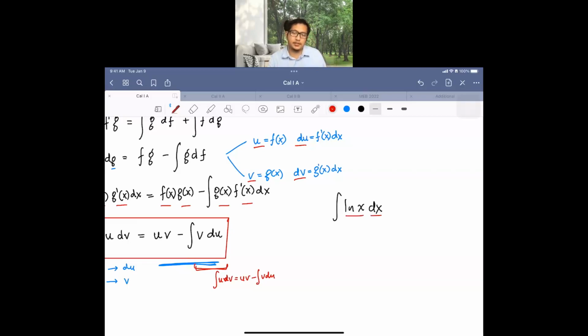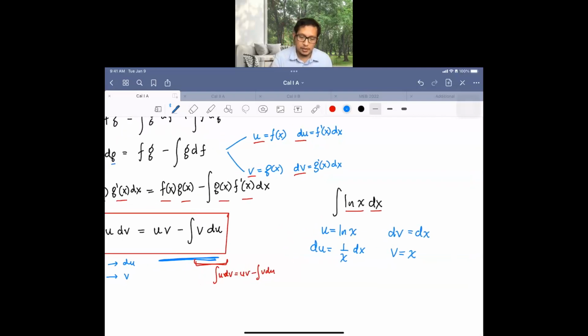I think it's clearly obvious that if we take the parts of these functions, let's say u is ln x. If we take du, it will be 1 over x dx, right? If we take dv equal to dx and integrate, this will be equal to x, right? So we can make some arrangement for integration by parts.